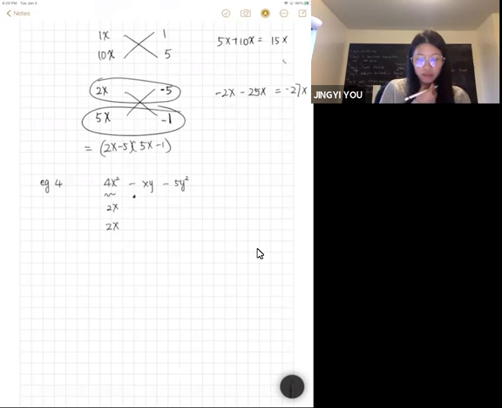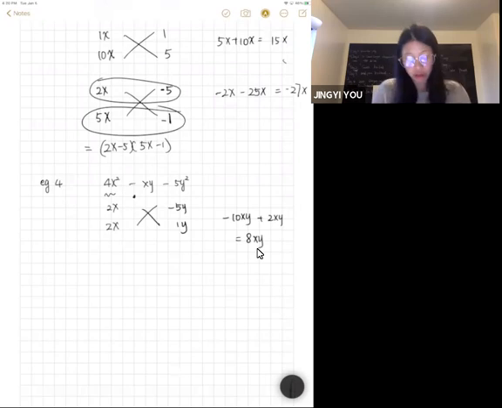so that means we want a negative 5y and positive 1y. Now they cross multiply. I have negative 10xy and then add 2xy, which is equal to negative 8xy. Okay, this doesn't work. But negative 5, this is the only combination that you will have. It's negative 5y and 1y.